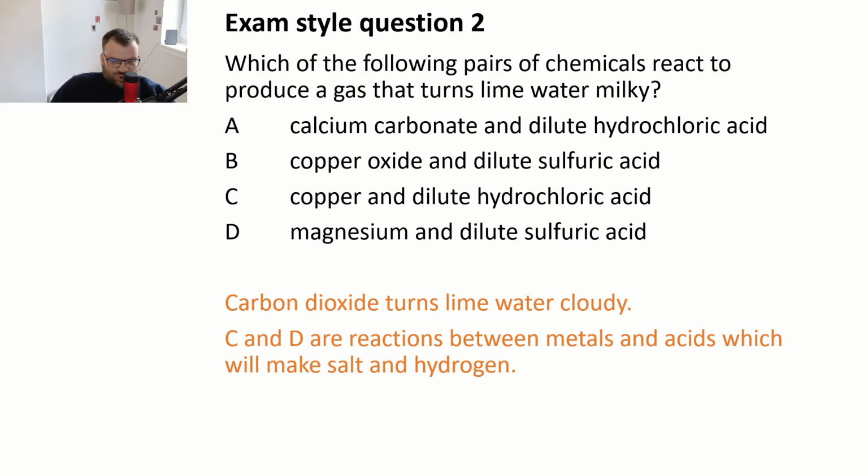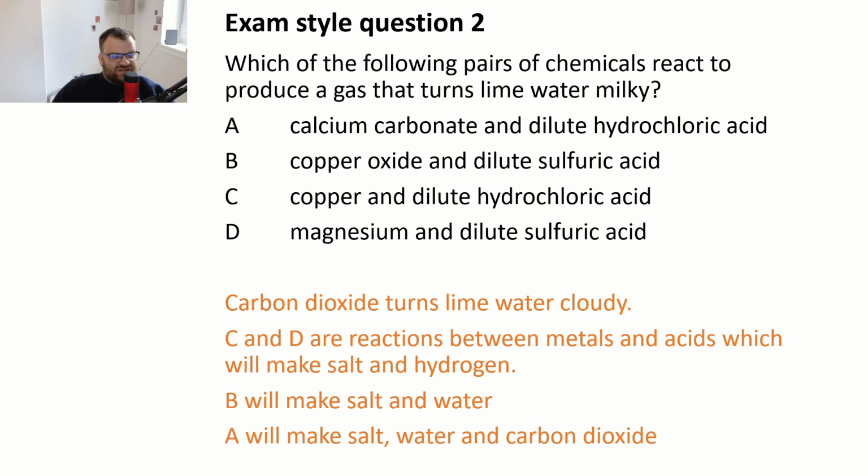For C and D, there's no carbon involved anywhere, so you can't make carbon dioxide from that. The next one, B, we're going to make salt and water. Again, we can see that we've only got copper, oxygen, sulfur, oxygen, and hydrogen in sulfuric acid. So again, there's no carbon involved. You can't make carbon dioxide. The answer would be A. Metal carbonate and acid would make salt, water and carbon dioxide.